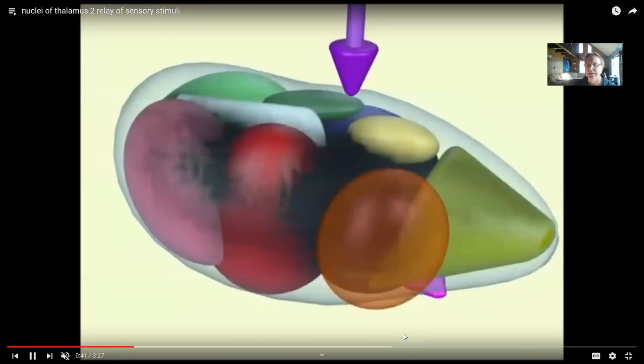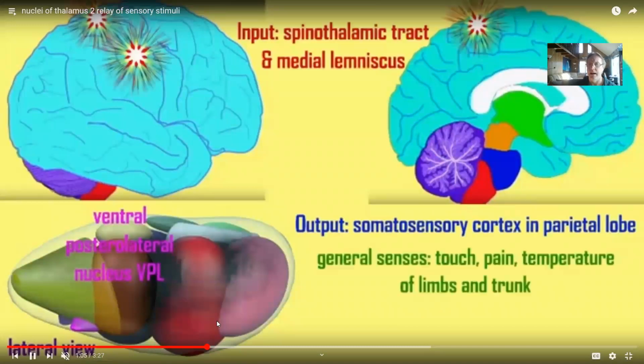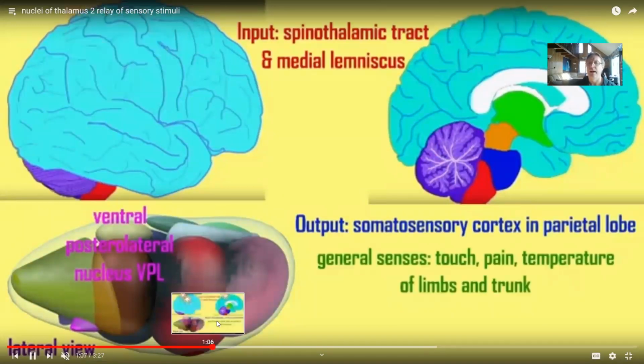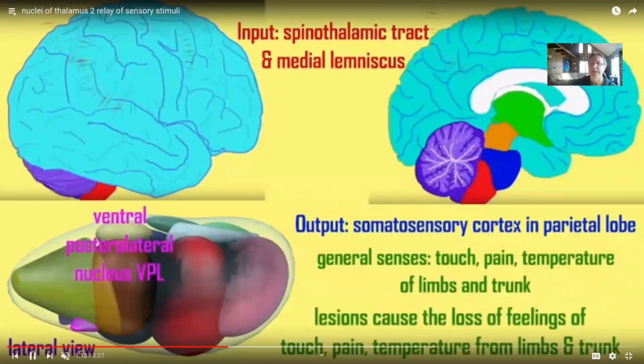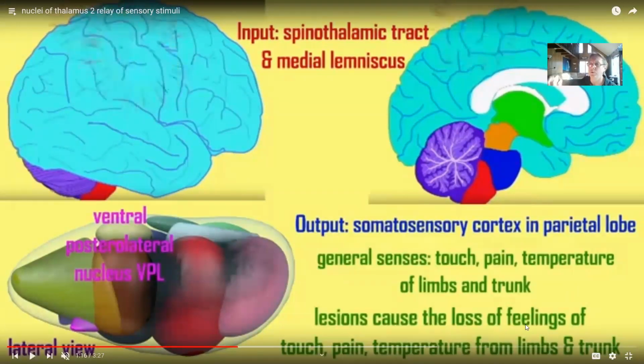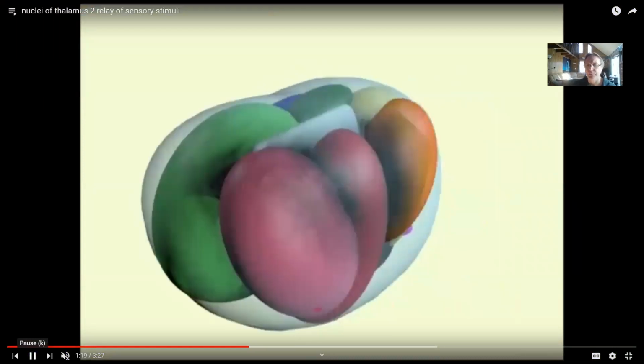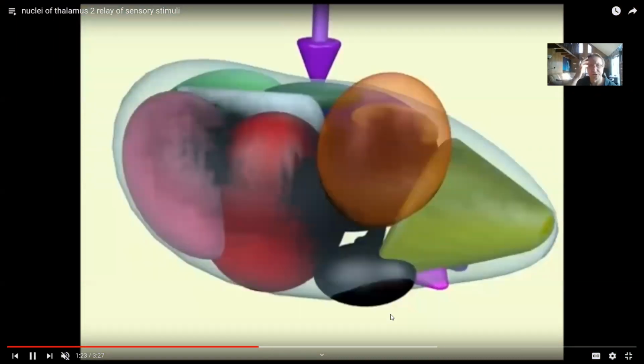And so that's a very important function of many of these thalamic nuclei. They are going to the somatosensory cortex of the cerebrum, which is in the parietal lobe. And if we have a lesion here, then you may no longer be able to feel your pain. You may not sense touch in your hand, or pain, or temperature, etc. So the thalamus is very important as a relay of sensory information.